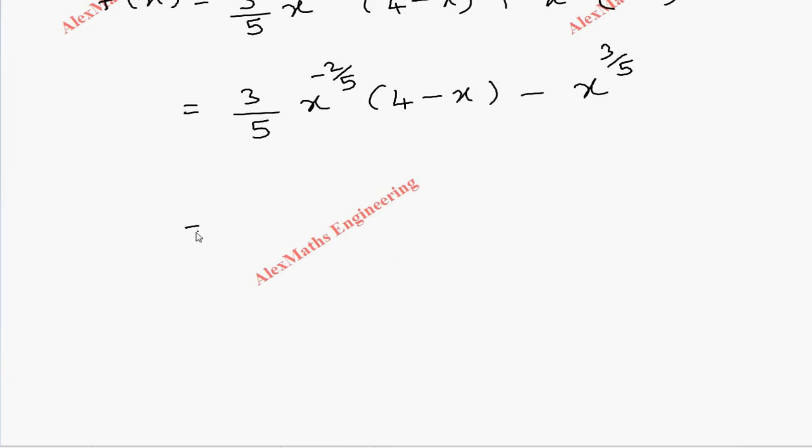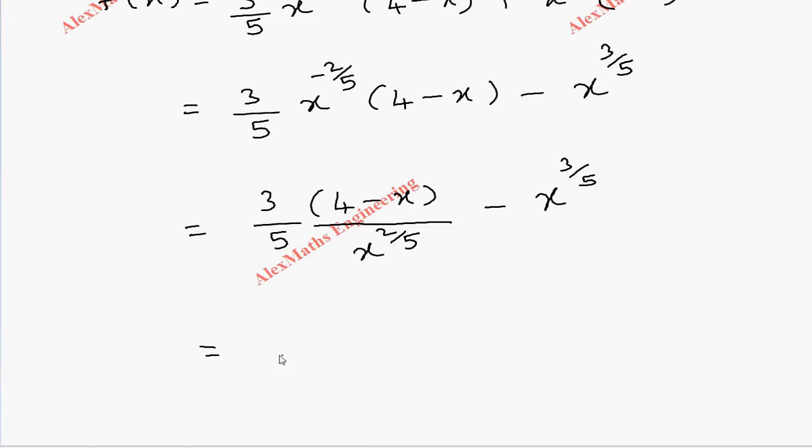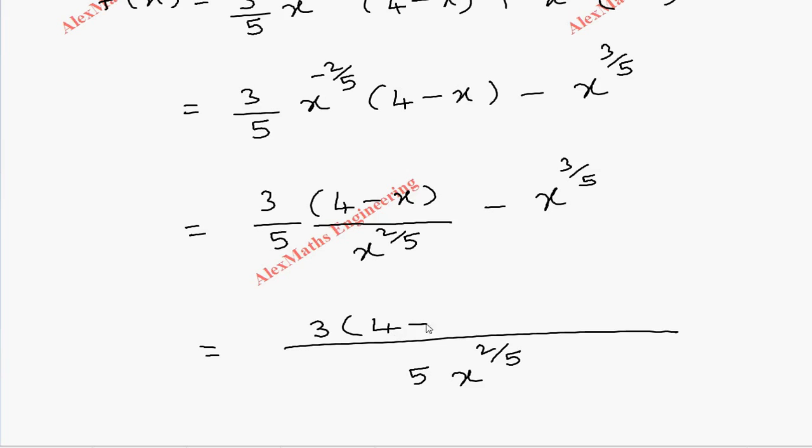Now we go for taking this term to the denominator. So we have 3 by 5 into (4 minus x) whole divided by x power 2 by 5, minus x power 3 by 5. We have to take LCM. It is 5 into x power 2 by 5. In the numerator, first term will be as it is, and the second term we have to multiply this entire term with this. So we have the number 5, and when you are multiplying, power will be added. So 2 by 5 plus 3 by 5. By adding this, we get 5 by 5, which is 1. So it is only x.